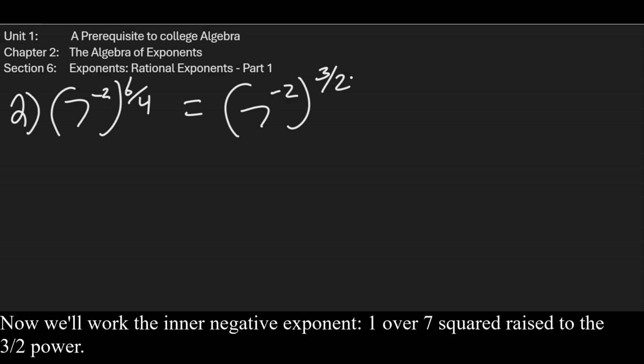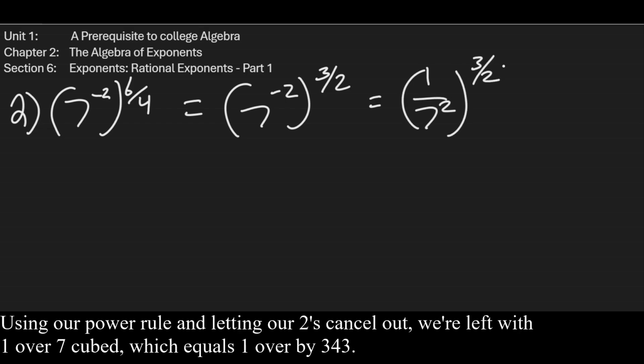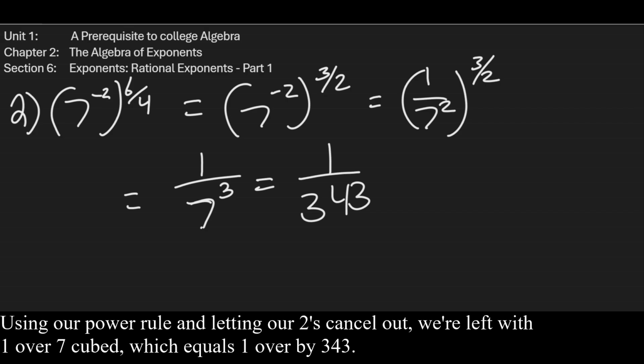Now we'll work the inner negative exponent. 1 over 7 squared to the 3 over 2 power. Using our power rule and letting our 2's cancel out, we are left with 1 over 7 cubed, which equals 1 over 343.